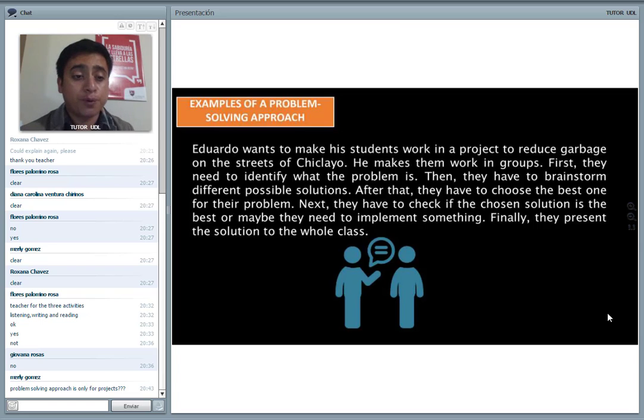It's not only for projects, but remember that you need to present a problem to your students and they need to find out a solution for that problem. So you can present that in a project. Maybe they can present not only in the project, maybe they just need to talk and speak in front of the class, like a conversation part, something like that. It's not only used in projects, but also in other kinds of activities.